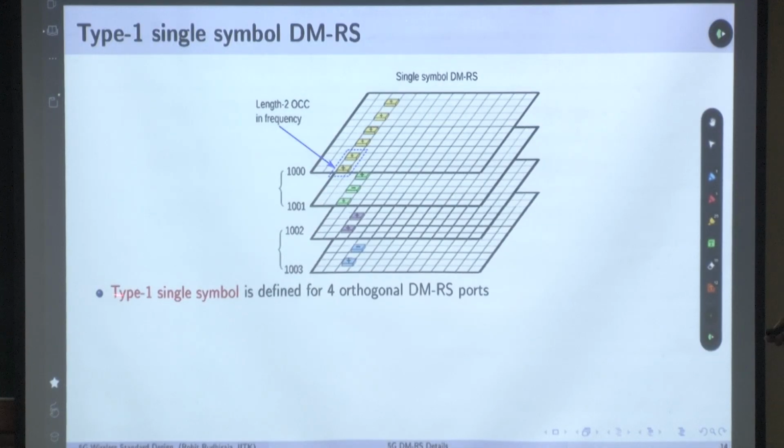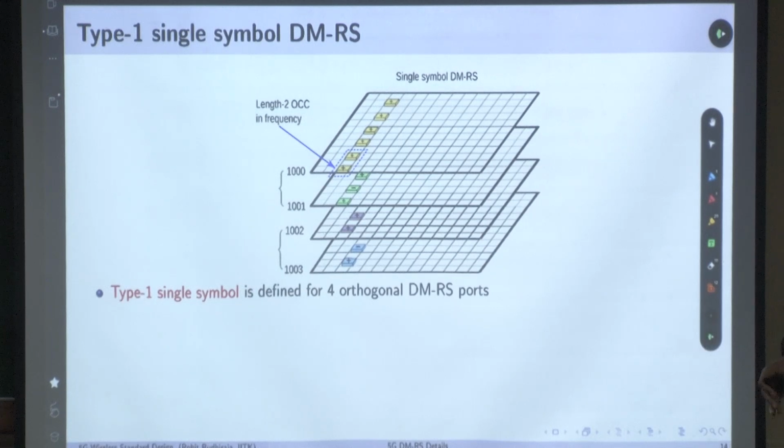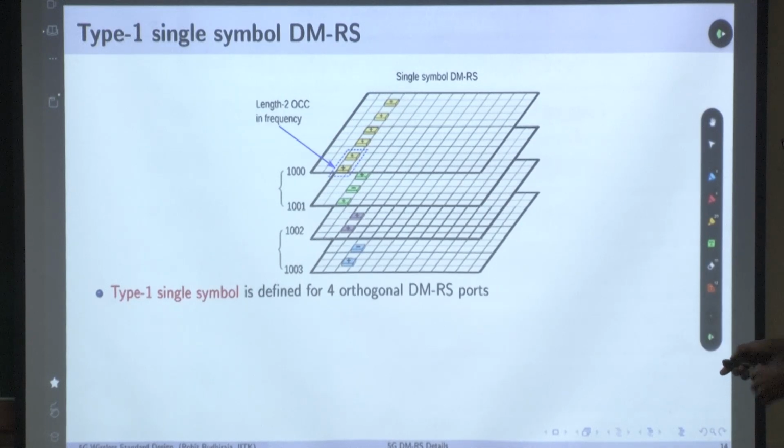Now the first thing here is that this type 1 single symbol is defined for 4 orthogonal DMRS ports. What does that mean? Using this type 1 single symbol, you can define a maximum of 4 different orthogonal DMRS ports, and this figure tells us how they are actually defined. So you have to look at it carefully.